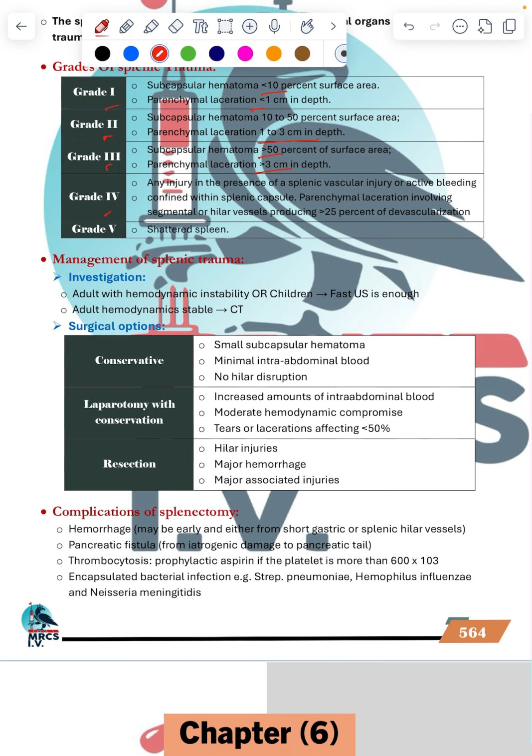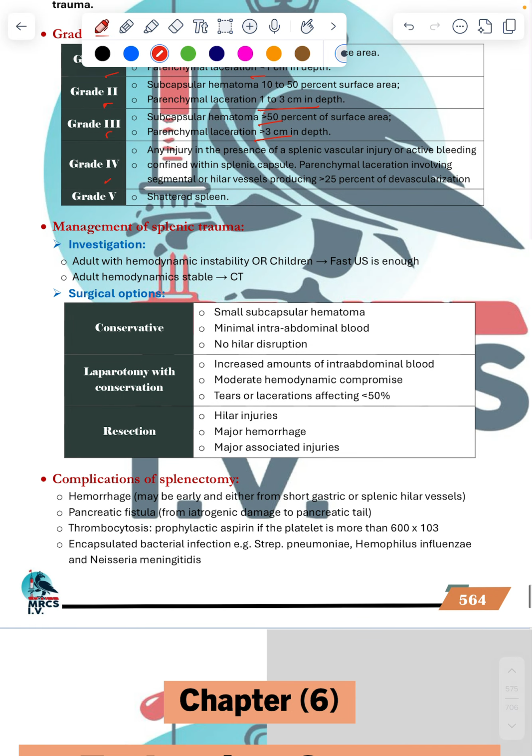The highlight here is that splenic trauma is managed conservatively. Adult with hemodynamic stability, or children: FAST ultrasound is enough. Adult hemodynamically stable: CT scan has to be done. Small subcapsular hematoma, conservative; minimal intra-abdominal blood, conservative; no hilar disruption, conservative. Laparotomy with conservation if there is increased intra-abdominal fluid or blood. Moderate compromise, dissection less than 50%.